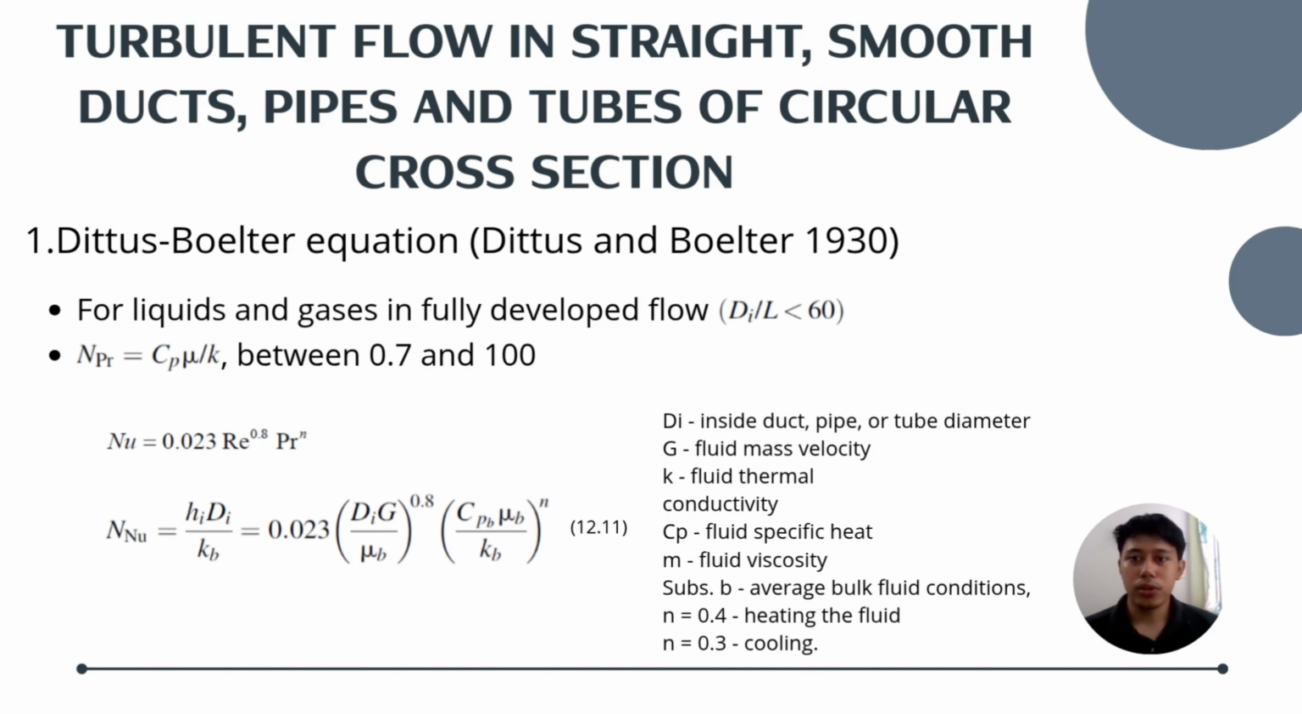First is the Dittus-Boelter equation. It's used to calculate heat transfer for liquids and gases in fully developed flow. The equation applies when the Prandtl number is between 0.7 and 100. The properties are taken at average bulk flow conditions. It is important to note that the exponent n changes depending on whether the fluid is being heated or cooled. n is 0.4 when heated and n is 0.3 for cooling. This equation is widely used for practical heat transfer calculations.